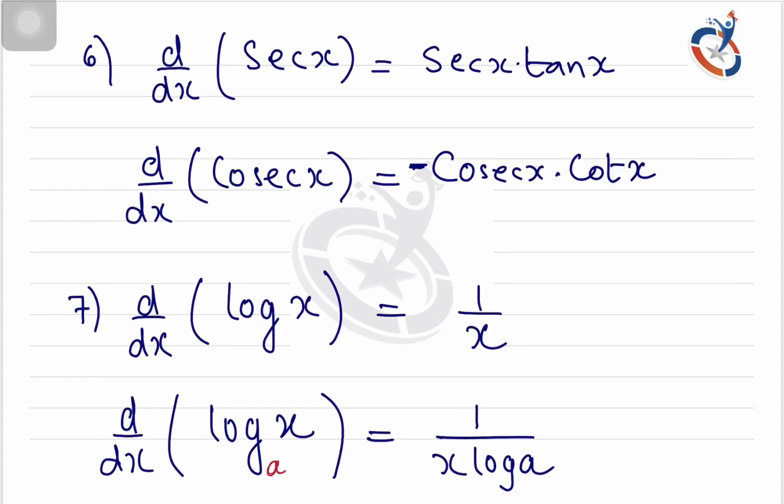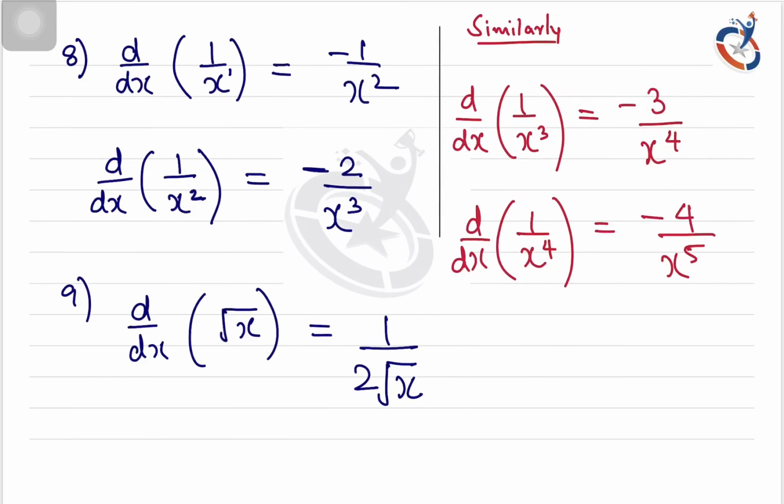Nothing is given that its base is e. अगर कुछ और base a आया तो formula will become 1 upon x log a. 10 आया यहाँ पे तो 1 upon x log 10 आएगा फिर. Okay. Then the derivative of 1 by x. 1 by x का derivative is minus 1 upon x square. 1 by x square आया, it's going to be minus 2 upon x cube. 1 upon x cube, it's going to be minus 3 upon x raised to 4. 1 upon x raised to 4 will be minus 4 upon x raised to 5 and so on.